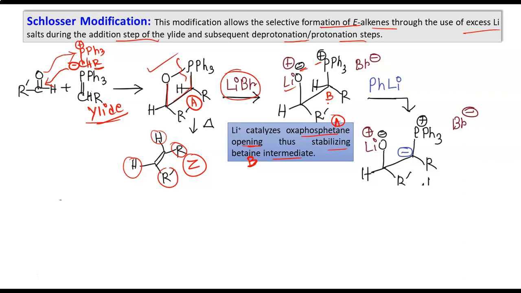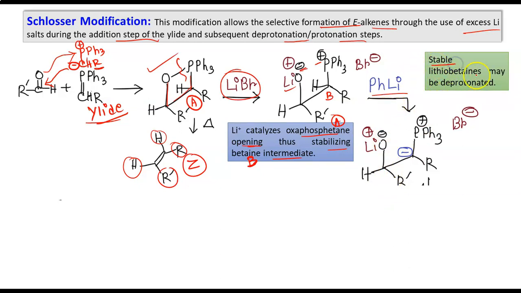And what is the benefit behind this process? That is, the OP bond is broken. So what will happen now? Now see, next we are using some strong base. It is not necessary that you use PhLi, but here we are using PhLi. The purpose is that here we need some strong base.